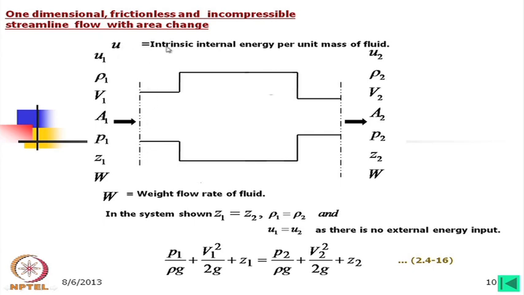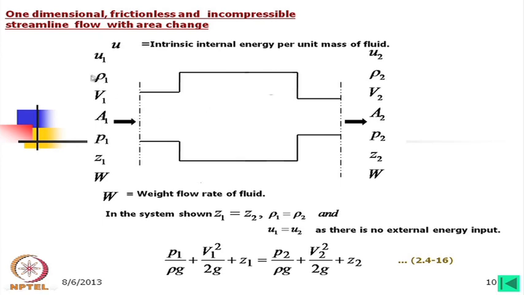U1 is the intrinsic internal energy per unit mass of fluid. Now, this is a little difficult to grasp as a concept, because inside the fluid, the intrinsic internal energy may change while it is flowing from one side to the other, due to addition of some external energy or energy going out from inside of the conduit or the control volume.